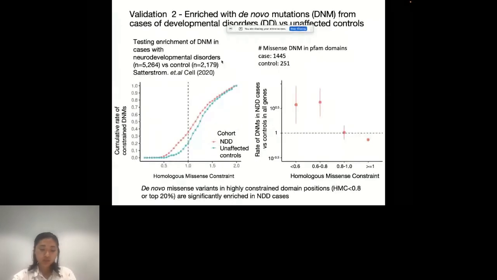And we also want to test whether this method is useful to prioritize de novo mutations. So we extracted published de novo mutations in cases with neurodevelopmental disorders and unaffected controls. And we find that the cases do carry more constrained missense variants compared with the controls.